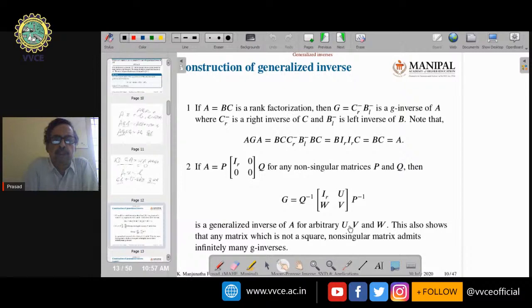Does it exist? That is the question in front of you. If it exists, I have given you the class of generalized inverses. Of course, it exists. In the first case, I am taking the rank factorization of matrix A. In the second case, I am taking this particular kind of decomposition. When I take rank factorization, B is a full column rank matrix and C is a full row rank matrix. This is of size m by r. This is of size r by n. So B is left invertible and C is right invertible. In such a case, I consider the right inverse of C and the left inverse of B, multiply, and get a new matrix G, and it can be verified that such G is a generalized inverse of A.